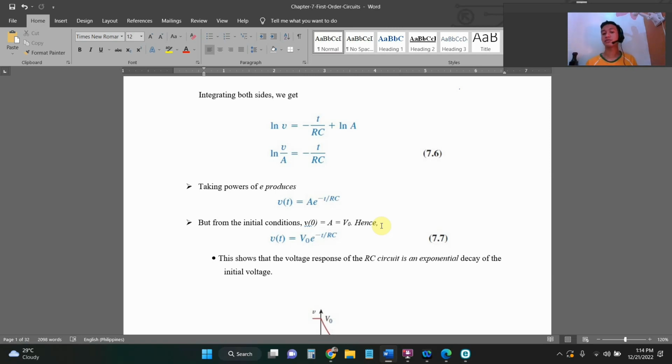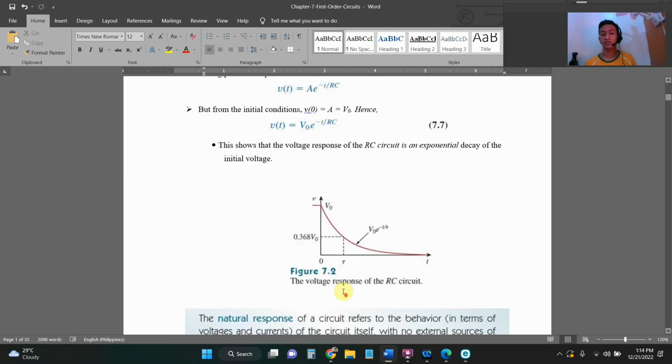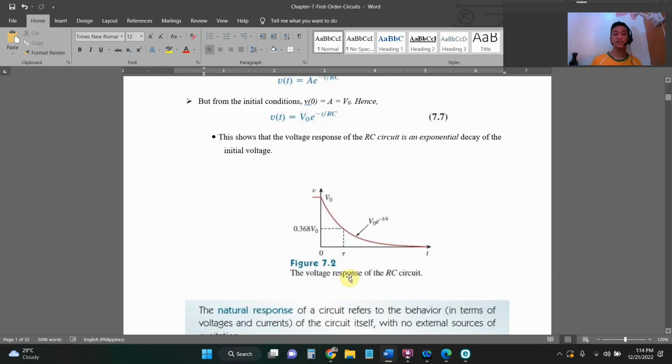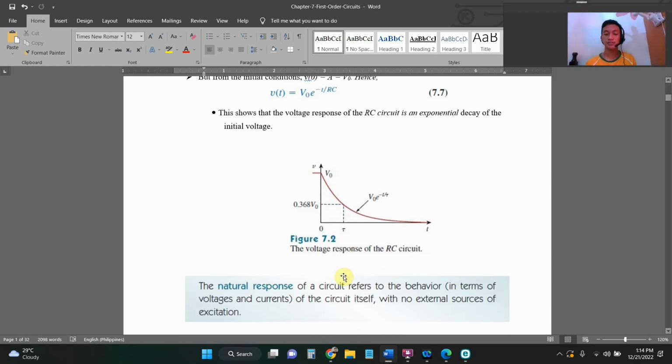This shows that the voltage response of the RC circuit is an exponential decay of the initial voltage. You can see the voltage response of the RC circuit in figure 7.2. Next, the natural response of a circuit refers to the behavior, in terms of voltage and currents, of the circuit itself with no external sources of excitation.